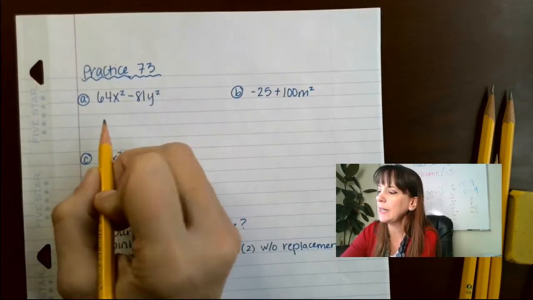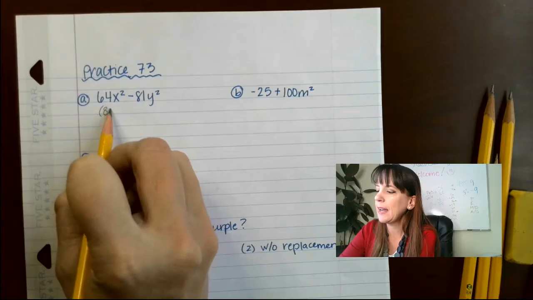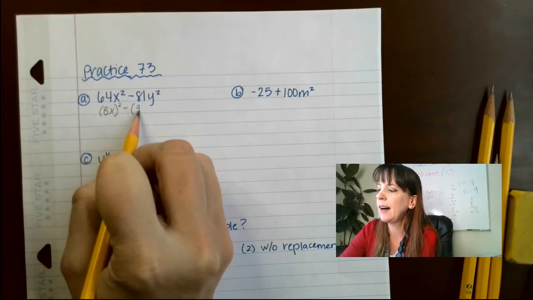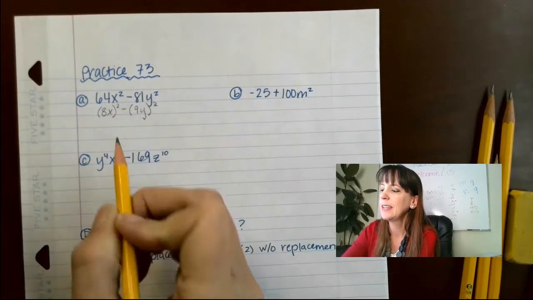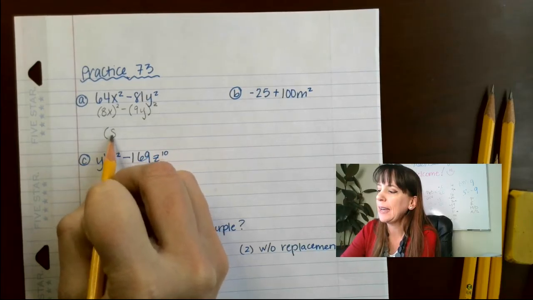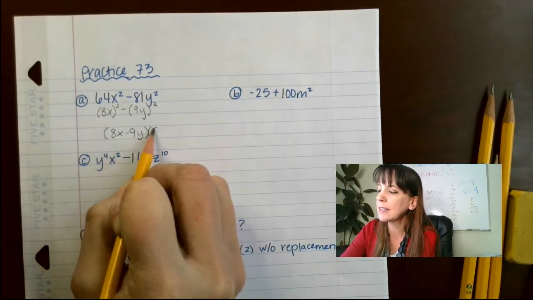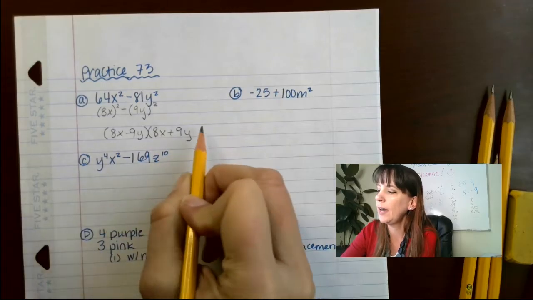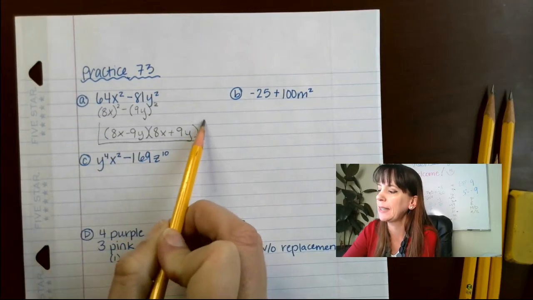So in this case right here, we would have 8x squared minus 9y squared. That would give us 8x minus 9y, 8x plus 9y. So this would be our answer right here.